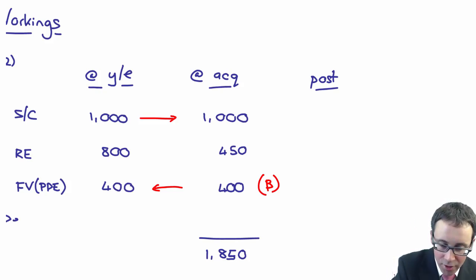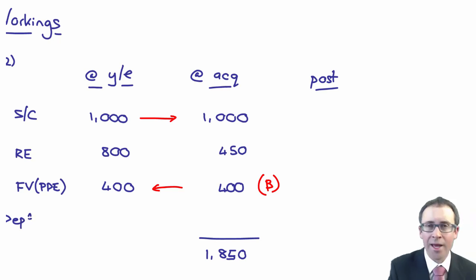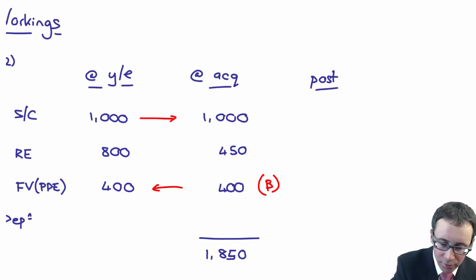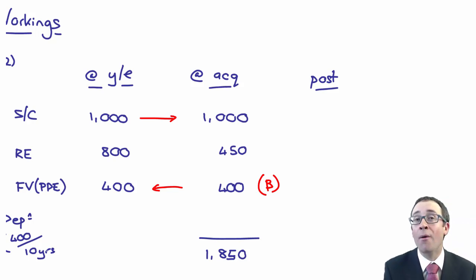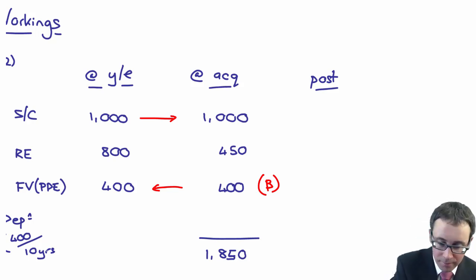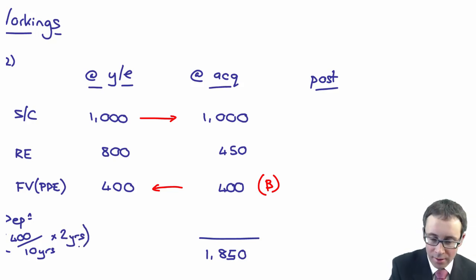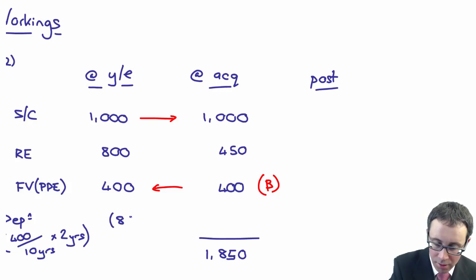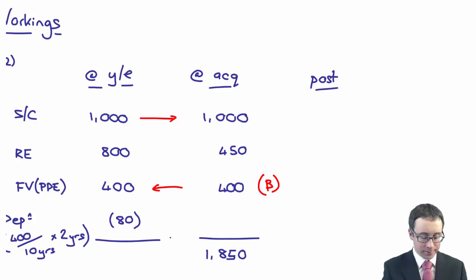We then have the depreciation. Okay, be very careful, because for the depreciation it's 400 over 10 years, isn't it? So it's 40 per annum, but we need to multiply that by the 2 years, don't we? Yeah, because we bought it on the 1st of January, was it? 2014.